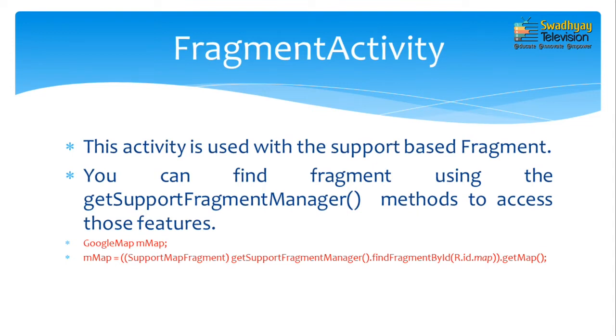Here on screen you can see that we have a Google Map object with name mMap, and we can write mMap is equal to SupportMapFragment. Then you have to create an instance of the support fragment manager using the getSupportFragmentManager method. Once you have this manager available, you can find the fragment by its ID given in your XML file. Here it is R.id.map, and then you have to call the getMap method of this fragment. So, this is how we can get the map from the fragment.